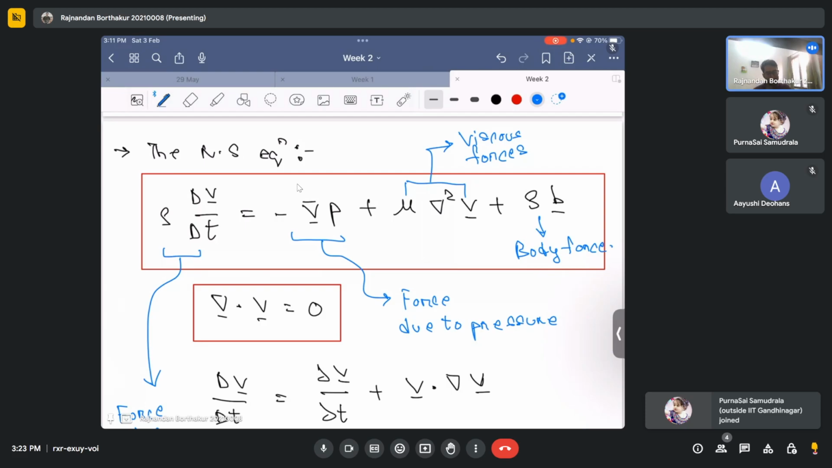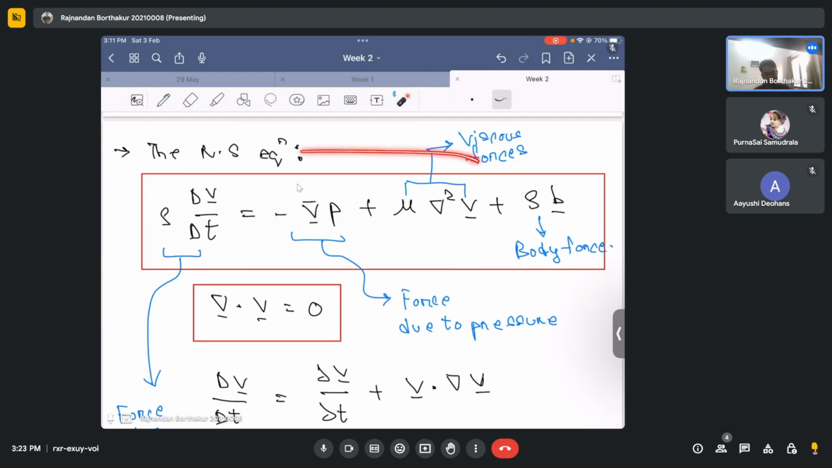So what we were discussing is the Navier-Stokes equation, which is basically this. This is very familiar to you guys, and this is basically the continuity equation. So we were trying to see the different terms associated in the Navier-Stokes equation, which are basically this. The first term is the force due to inertia.